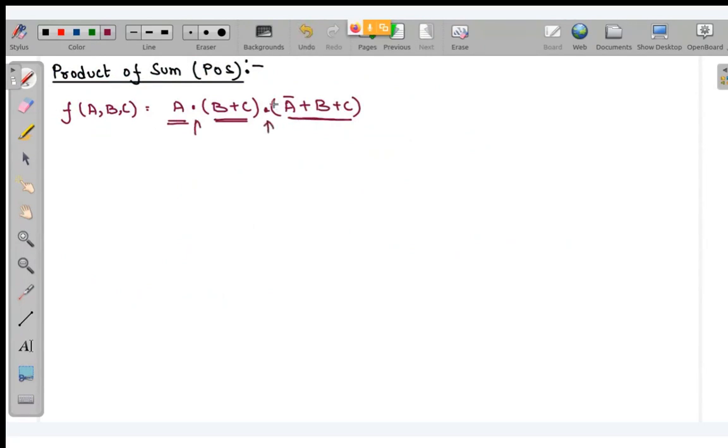Now, is this product of sum a standard POS? In a standard POS, these are basically max terms. All the max terms should have all the variables A, B, C present. So this is not a standard POS. Now if I want to convert it into standard POS, I can write it like this.